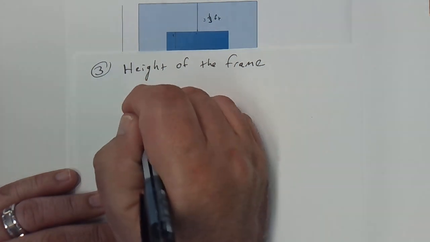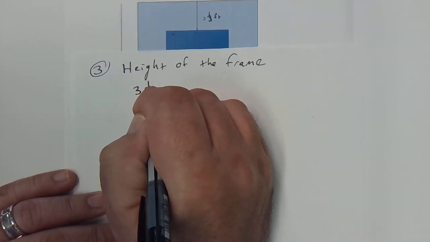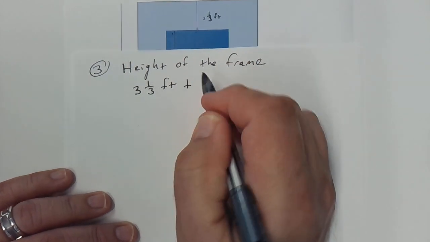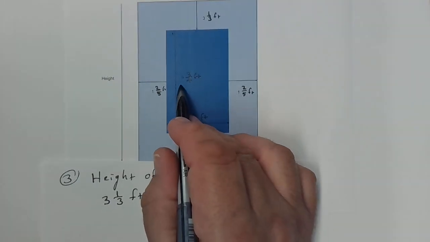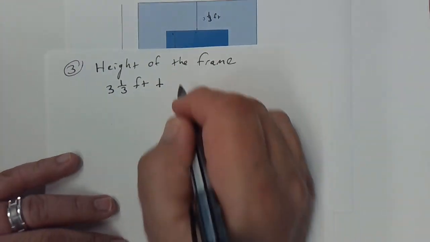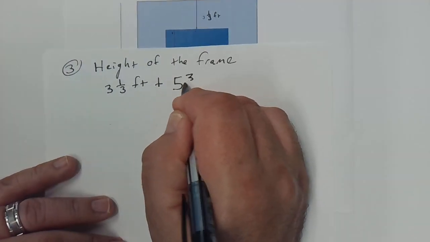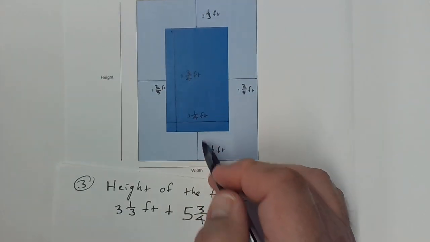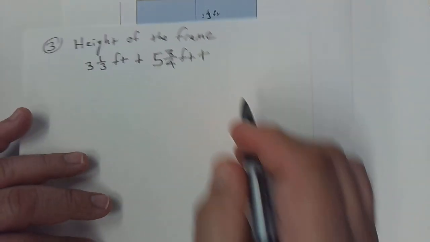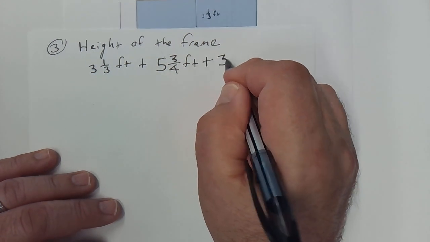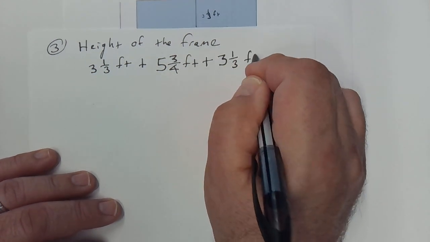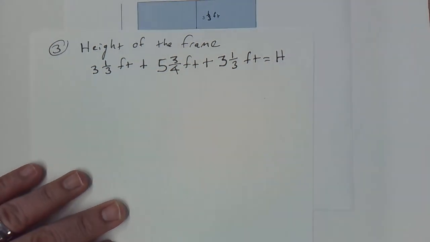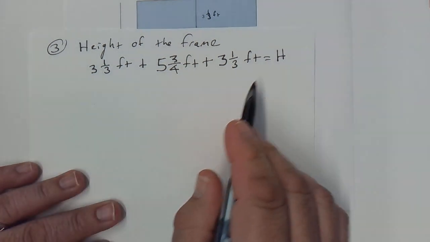The first distance is 3 1/3 feet. That's that distance. And we're going to add to it this distance here, which we're told is 5 3/4 feet. And we're going to add this last distance, the 3 1/3 feet. And that's going to be equal to the height, which I'll just abbreviate as h. So we're going to add those 3 up.